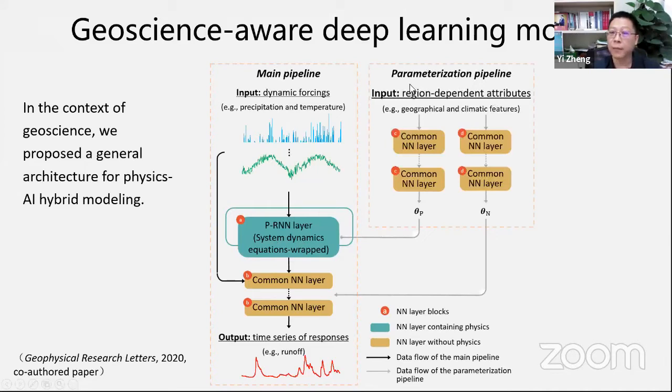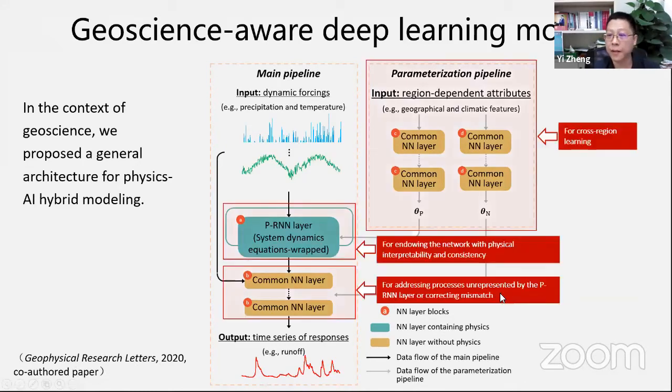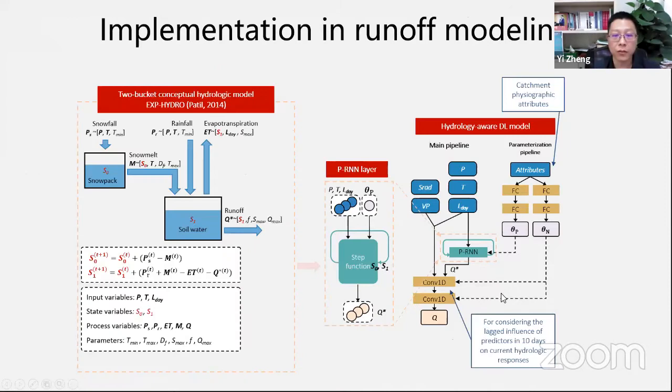Then we also design a parameterization pipeline, which takes region-dependent attributes as the input. This parameterization pipeline provides parameter estimation for this layer and for the neural network layers. Because of time limitation, if you are interested in the technical details, you can read this paper.